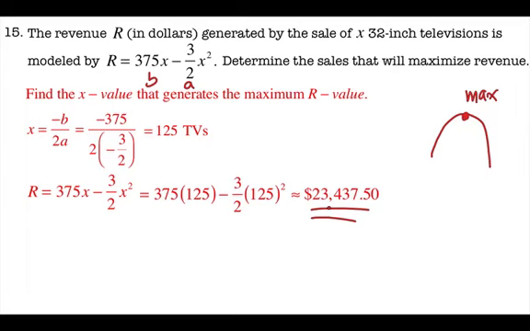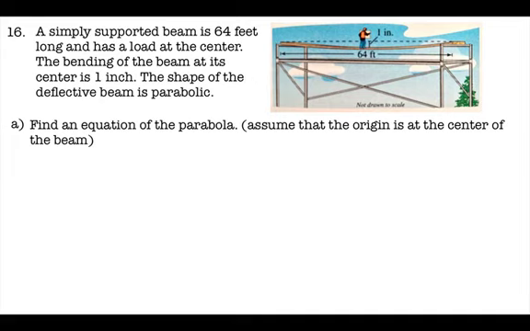Let's move on to the next slide. Here's number 16. It says a simply supported beam is 64 feet long and has a load at the center. The bending of the beam at its center is 1 inch. The shape of the deflected beam is parabolic. Part A says find an equation of the parabola. You can read the assumed part.